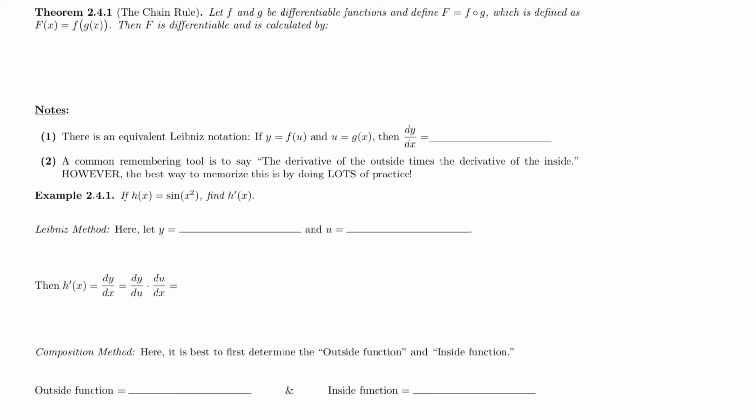So I'm going to talk about the formal notation of it, and then I'm going to break it down. Essentially, you have an outside function, which in this case would be f, and then an inside function. So the inside function gets plugged into the outside function. And what it ends up being is the derivative of the outside times the derivative of the inside. That doesn't make a lot of sense until you've practiced it.